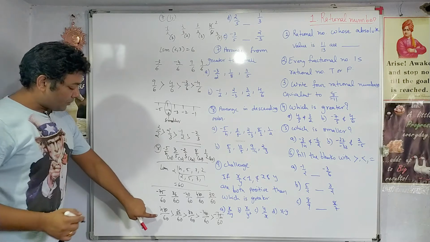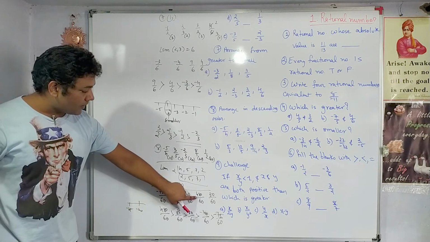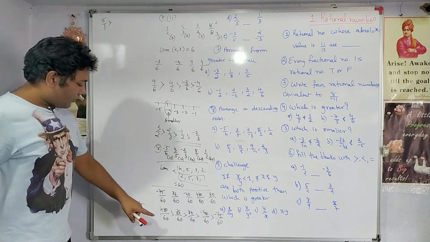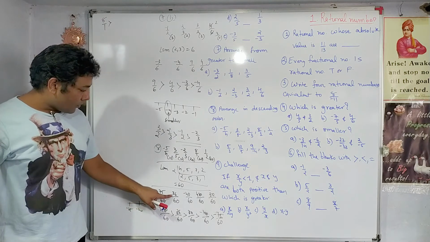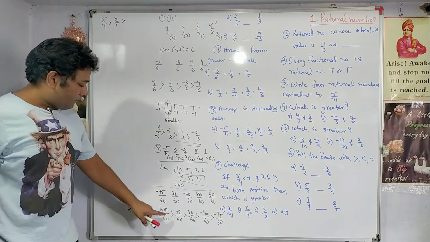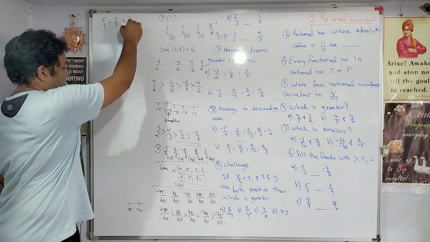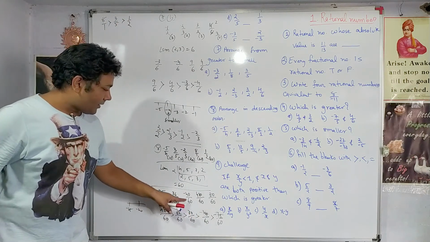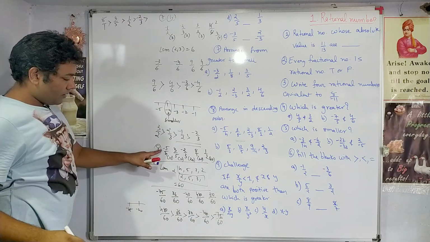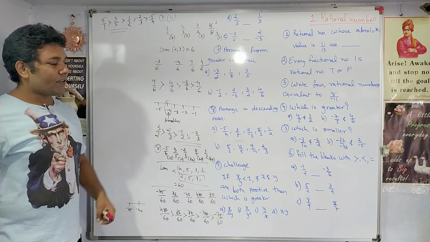So replace them with the original numbers. This number, its original number is 8 by 1. So write 8 by 1. Then 36 by 60, its original number is 3 by 5. Then 30 by 60, the original number is 1 by 2. Then minus 40 by 60, the original number is minus 2 by 3, and the last one remaining is minus 5 by 4. So this is the correct answer for this question.